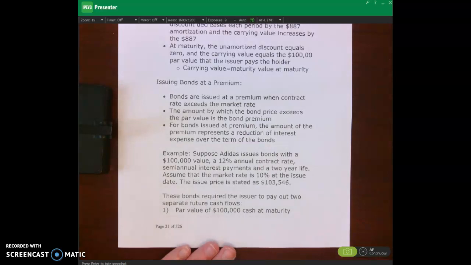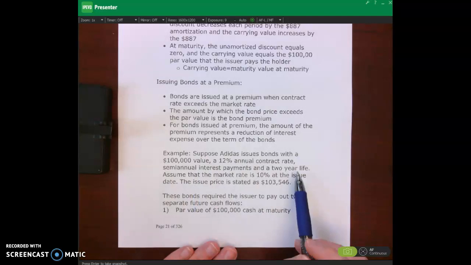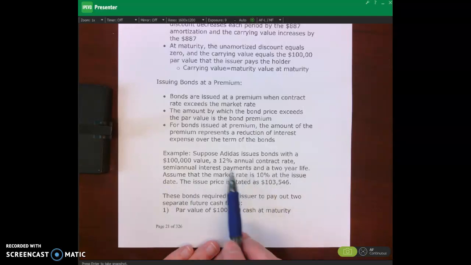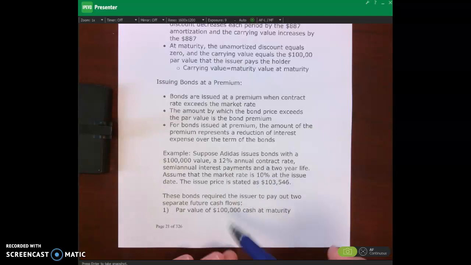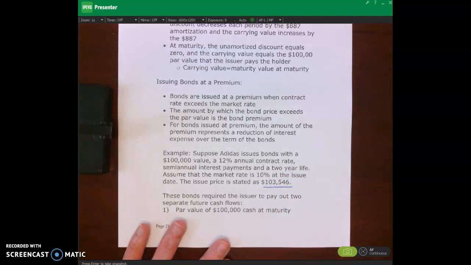Okay? Let's take a look at our example. Suppose our company, Adidas, or as they say in the UK, Adidas, issues bonds with a $100,000 par value. This is the par value. This is my contract rate. 2-year life, so it matures in 2 years. Assume that the market rate is 10%. So you can see our contract rate is higher than our market rate. It's issued at a premium. And this is how much cash we get.